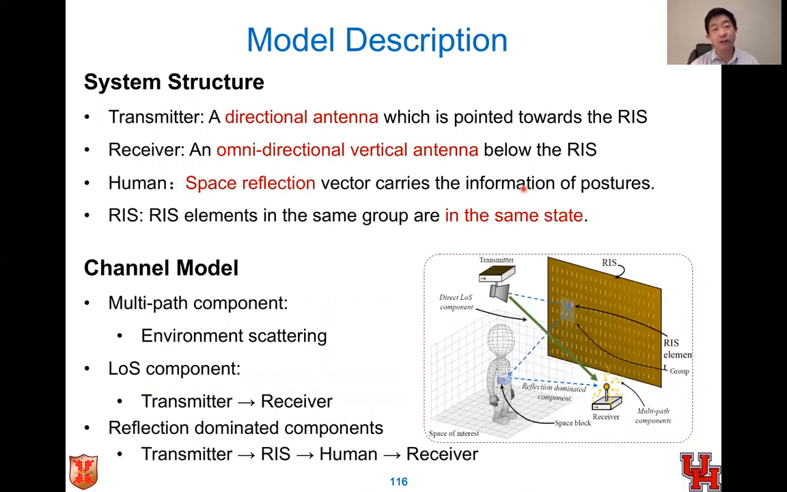And here we have the model description. We have the transmitter with a directional antenna, which points towards the RIS. And the receiver is an omnidirectional vertical antenna around the RIS. The human is a reflection vector carrying the information of the gesture. So try to see what gesture I have. And the RIS elements in the same group are in the same state. The channel modeling has multipath components and environment scattering. Around my house, there is some kind of scattering. There is line of sight from the transmitter to the receiver, and the dominant reflection goes from the transmitter to the RIS, the RIS points a beam to me, the human, and the human reflects it to the receiver.